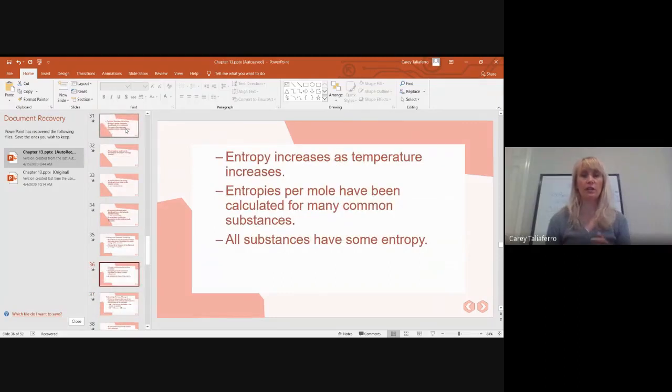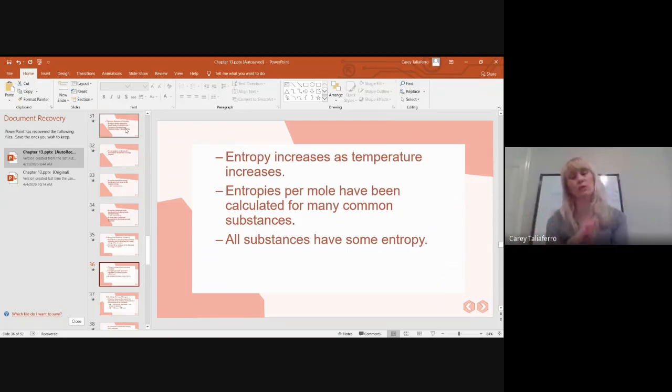A couple of things regarding temperature. Entropy increases as temperature increases. So the amount of energy dispersal increases when you raise the temperature, and that should make sense to you as you think about how molecules work. Increasing temperature, they get a little more fidgety and they start moving around more. So you're going to get more energy dispersal.